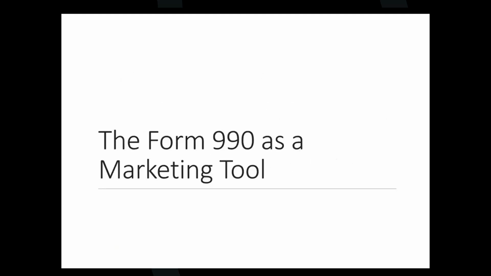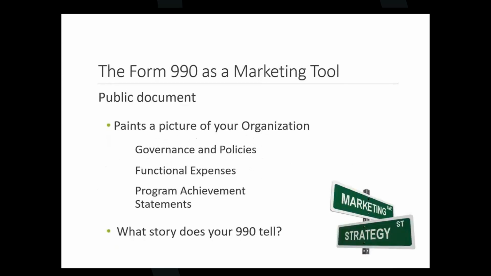Awesome. The last section that we'll be talking about is the Form 990 as a marketing tool. As a reminder, the 990 is a public document. While you want to view the form from the compliance perspective, it's also good to view it from a marketing perspective, because it will potentially be looked at by potential donors. There are different components of the Form 990 that paint a picture of your organization: the governance and policies, functional expenses, and your program achievement statement.